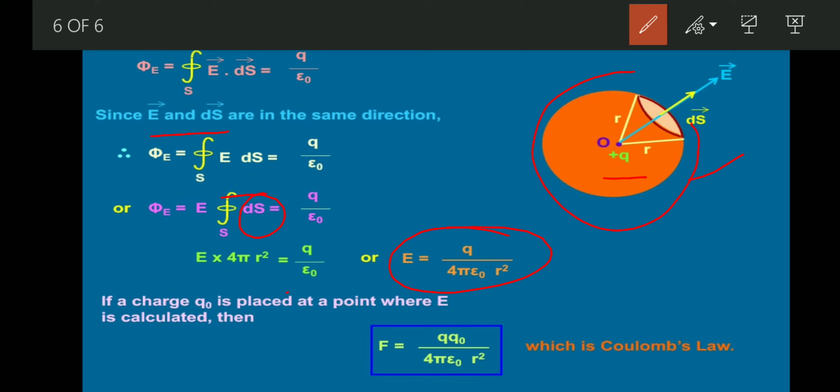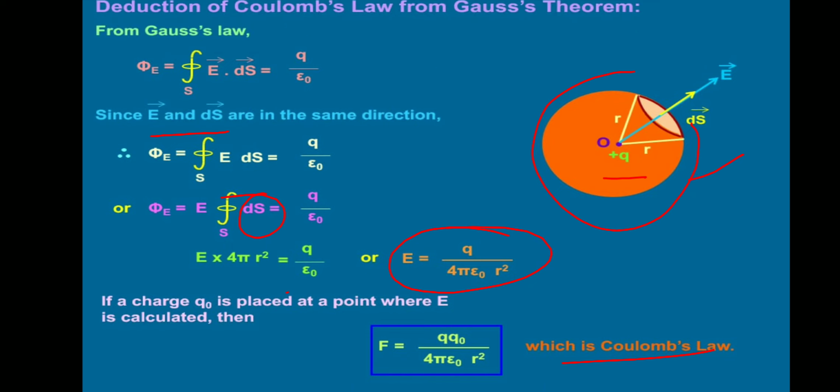Now consider a test charge, q naught simply, which is placed at a certain point where the electric field is to be determined, and then the force will be given by q naught q upon 4 pi epsilon naught r square, which is Coulomb's law. Hence what we have done here in this article, we have deduced the expression of Coulomb's law while using Gauss's law. And in the next articles we are going to study the application of Gauss's law.